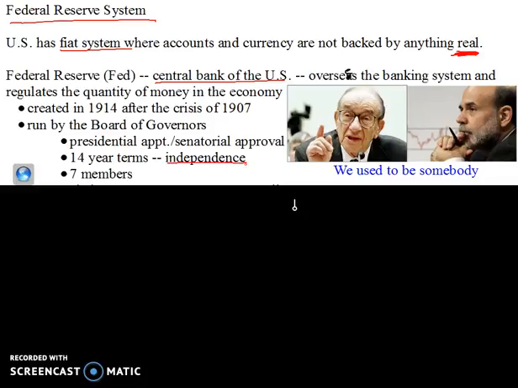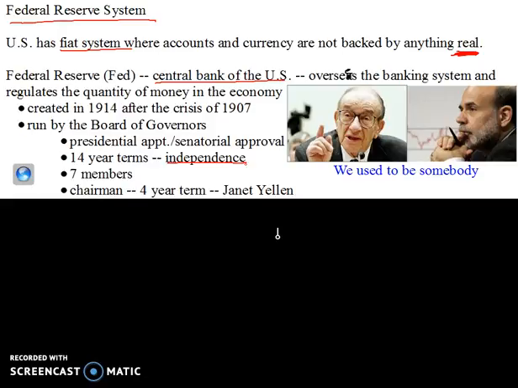There are seven members on this Board of Governors, and the chairman of the Board of Governors serves a 4-year term, and that is currently a person by the name of Janet Yellen. I'll show her in a second. These are the previous two chairmen of the Federal Reserve. This guy is Alan Greenspan, and he was chairman from the late Reagan administration, probably 86, 87, until maybe the early to mid 2000s, during the beginning of the George W. Bush administration. And then Ben Bernanke, who was the chairman of the Federal Reserve during the financial crisis.